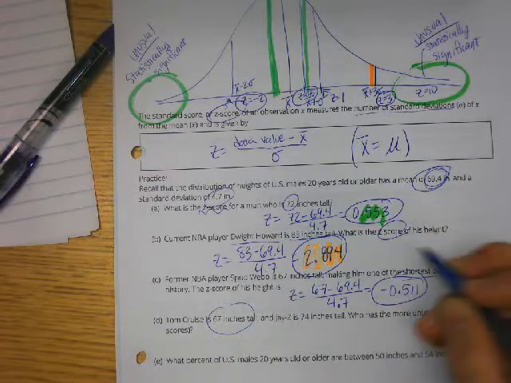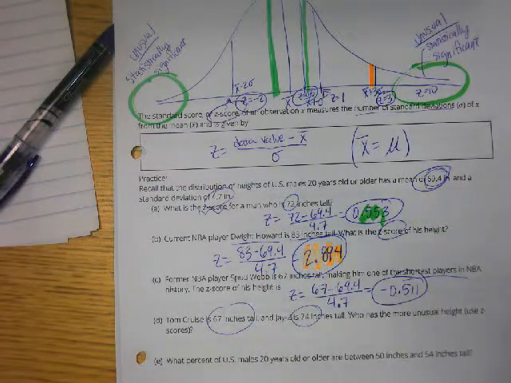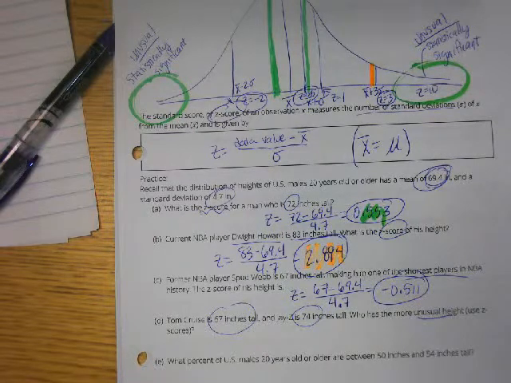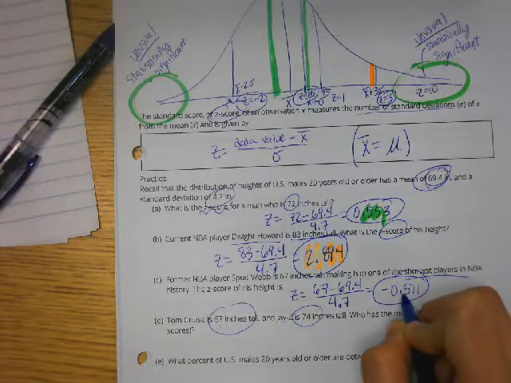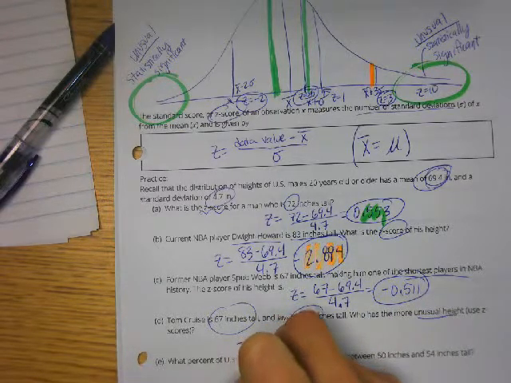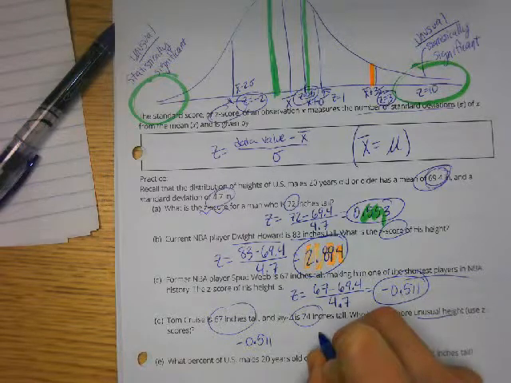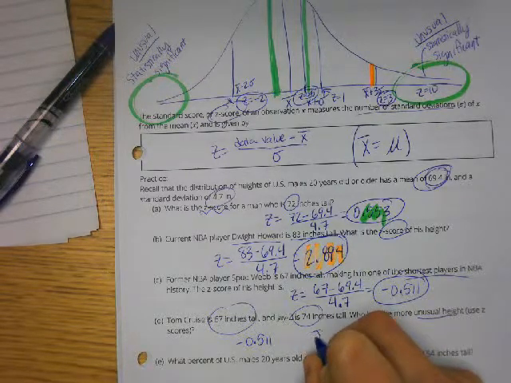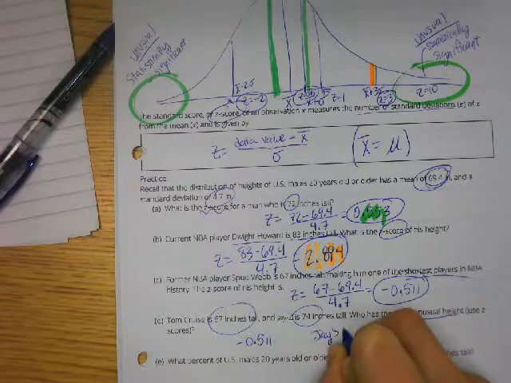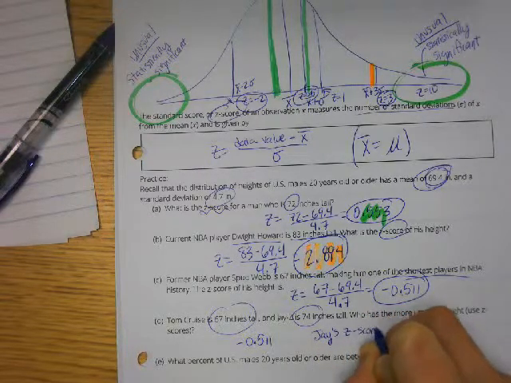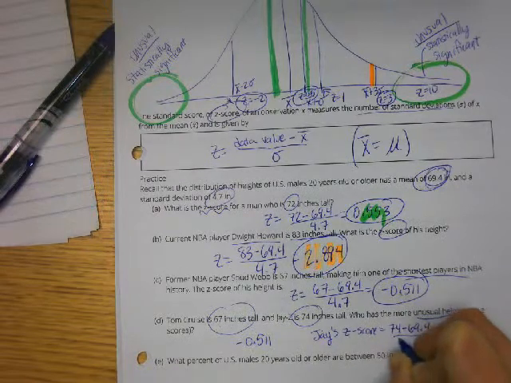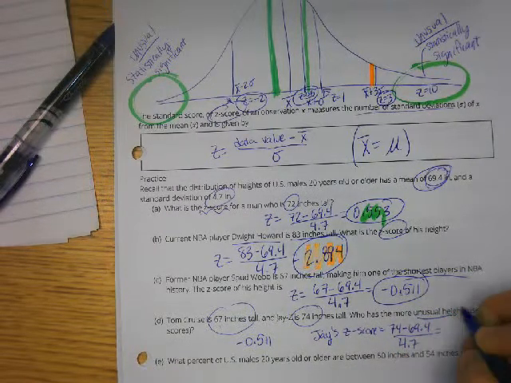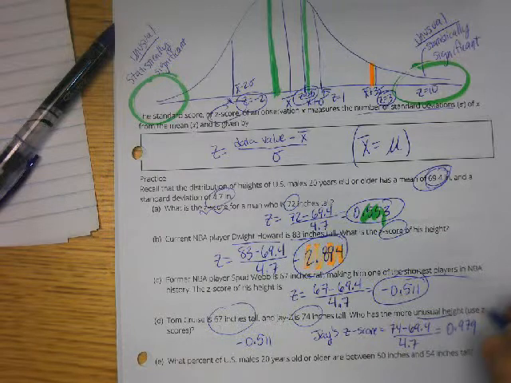Tom Cruise is 67 inches tall and Jay-Z is 74 inches tall. Who has the more unusual height? So 67 inches, we actually just did that one right here. It's minus 0.511. Let's see Jay-Z. Jay-Z's z-score is 74 minus 69.4 divided by 4.7. So his z-score is 0.979.